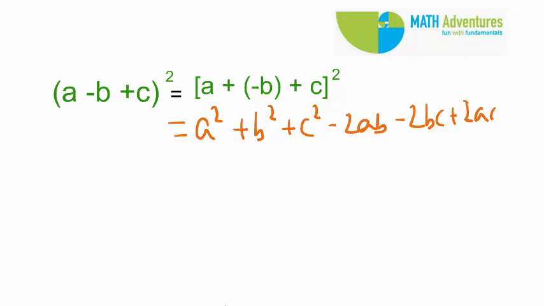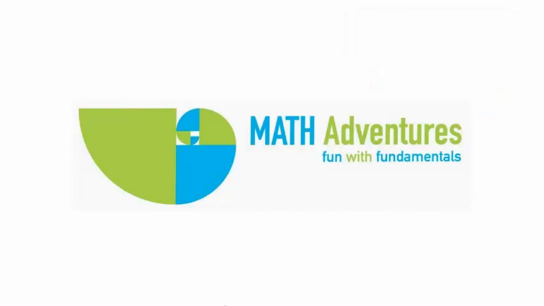What happens when you see two negative signs? If B and C are negative. Remember, minus into minus is always positive. Have fun discovering a pattern and hence a rule for the algebraic identity A plus B plus C the whole square.